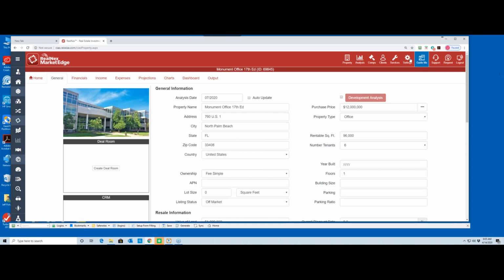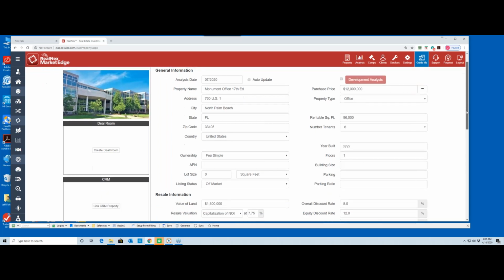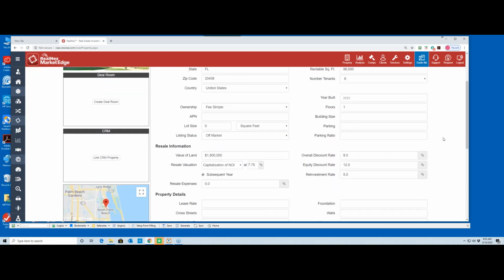We've got information on the address and so forth, but of course that doesn't affect the calculations. The land value is $1,800,000. That's important for the tax calculations because only the building can be depreciated for tax purposes. So there's an input here for the amount of the land.